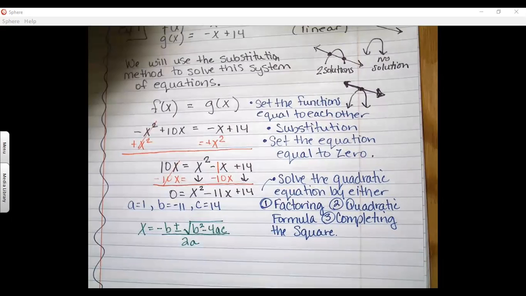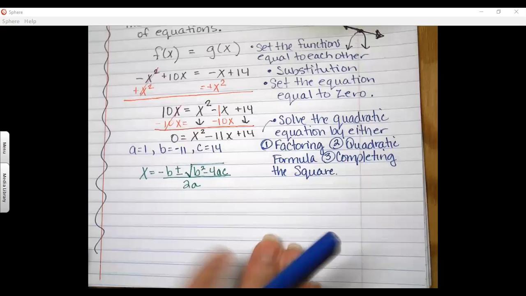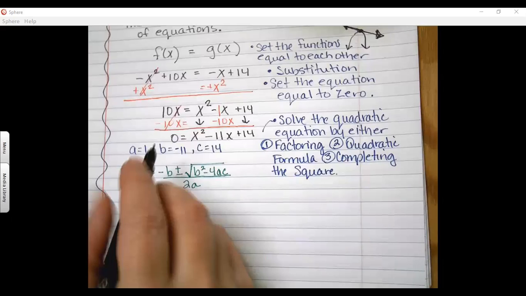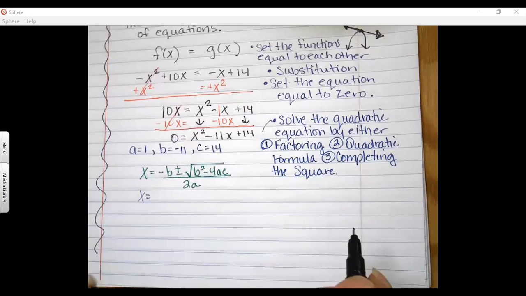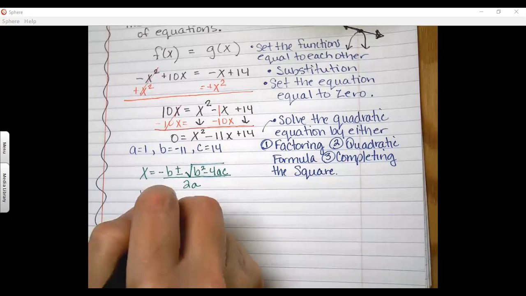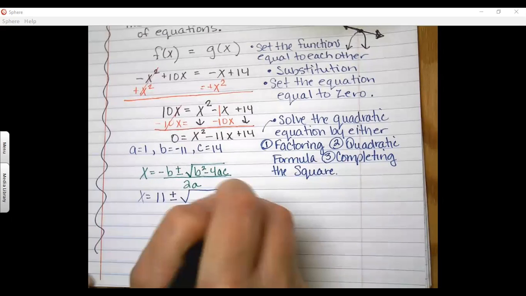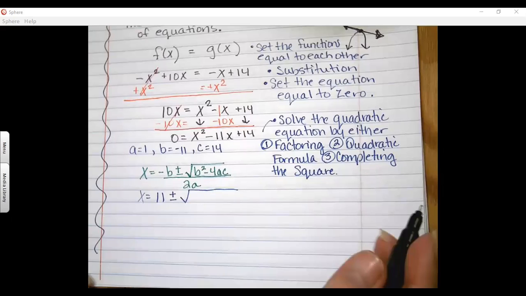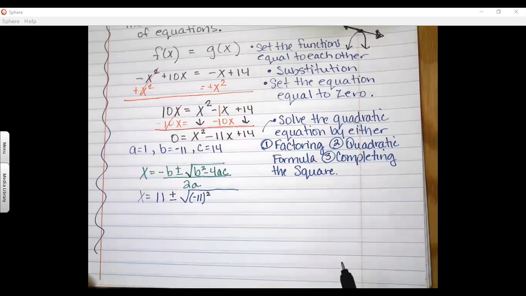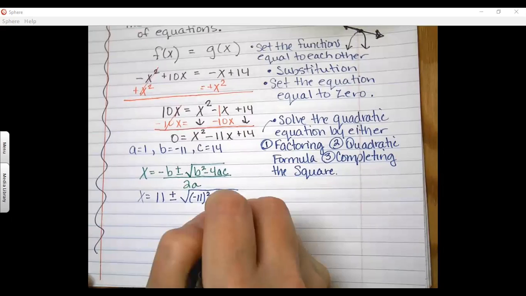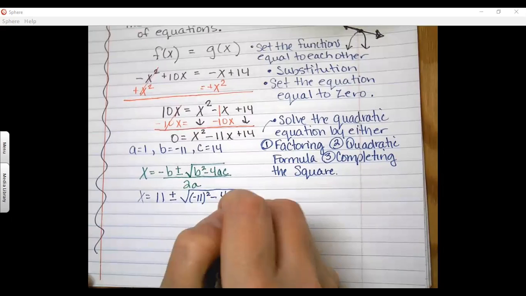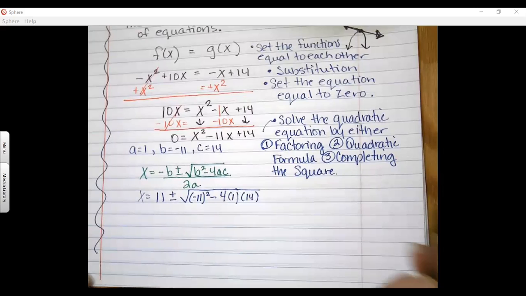So let's substitute in for our variables. X equals, what is the opposite of b? 11, because b is currently negative 11. So when you subtract a negative, it becomes positive. We just say the opposite of. Plus or minus the square root of b squared, so that's negative 11 squared. When I square that negative, is it going to stay negative or become a positive? Become a positive. Minus 4 times a is 1 times c is 14. All over 2a, so 2 times 1.